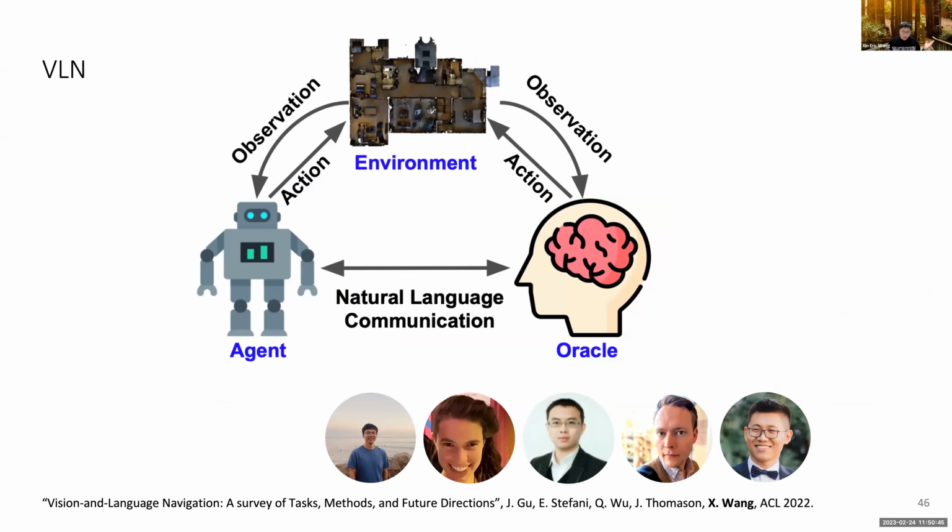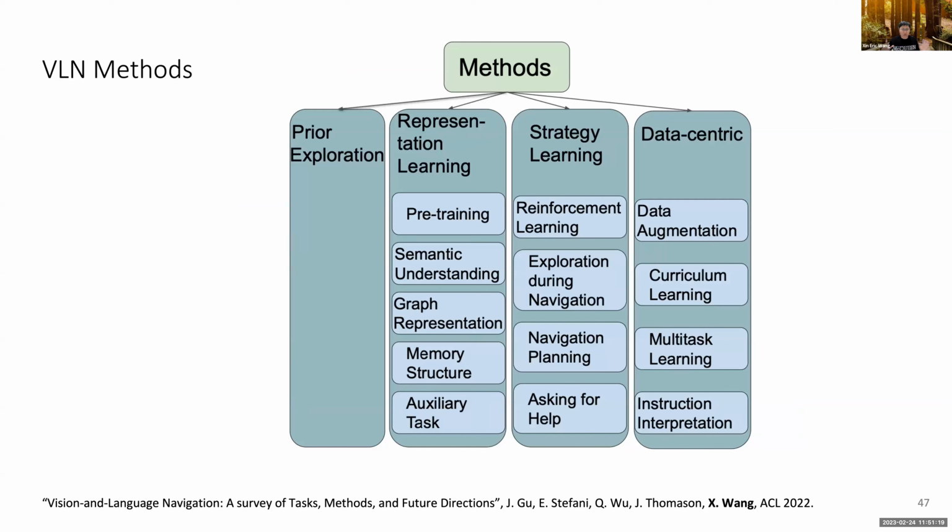In our most recent survey paper for vision and language navigation, we identify three key components of these tasks: the agent, the environment, and the oracle. The oracle could be another agent or a human user. The agent is supposed to communicate with the oracle in natural language and act in the environment to perform the tasks. There are already tons of methods for vision and language navigation.